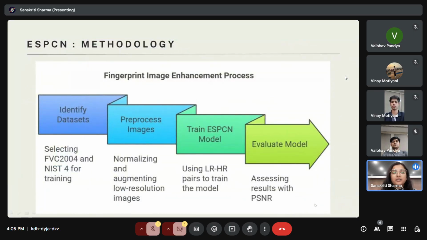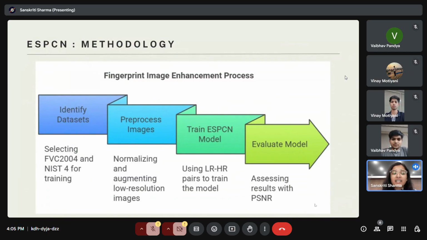Now, talking about the methodology, we have used the ESPCN algorithm, the efficient sub-pixel convolutional neural network, which is designed to perform single image super resolution by reconstructing high resolution images from the low resolution input. Unlike the traditional methods, which upscale the images before processing them, ESPCN directly operates on LR images, enhancing efficiency and performance.